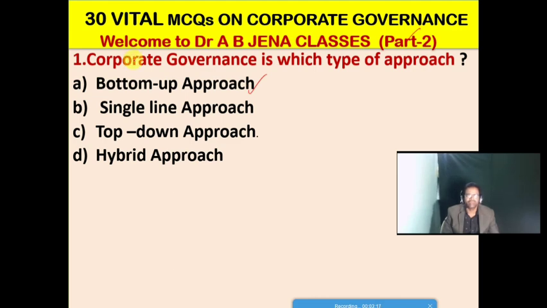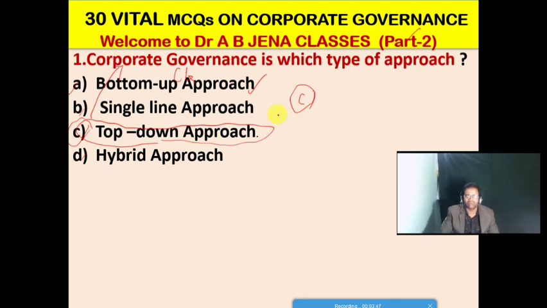So, first MCQ on corporate governance, CG. Corporate governance is which type of approach? A, it's a bottom up approach, B, a single line approach, C, a top down approach, D, a hybrid approach. Friends, C is the right option for this MCQ. Corporate governance is based on the top down approach.